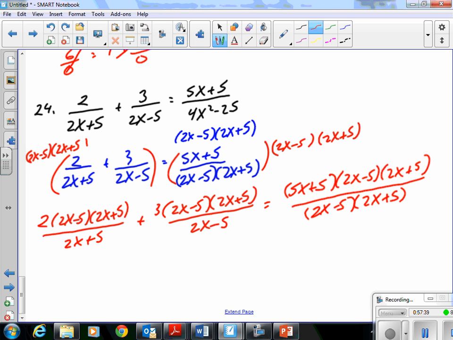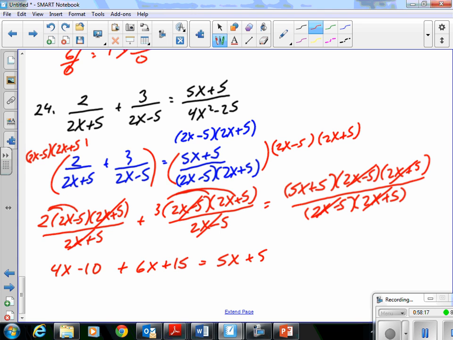Now, cancel out everything that we have in common top and bottom. So that's 2x plus 5 there. 2x minus 5 will come out of the next one. The next one, 2x minus 5 and 2x plus 5 are going to cancel out. And so that leaves us on the left 2 times (2x plus 5), or multiply that through, that's going to be 4x minus 10, plus 3 times (2x plus 5). Distribute that through. That's going to give us 6x plus 15, equals, and all we got left here is 5x plus 5.